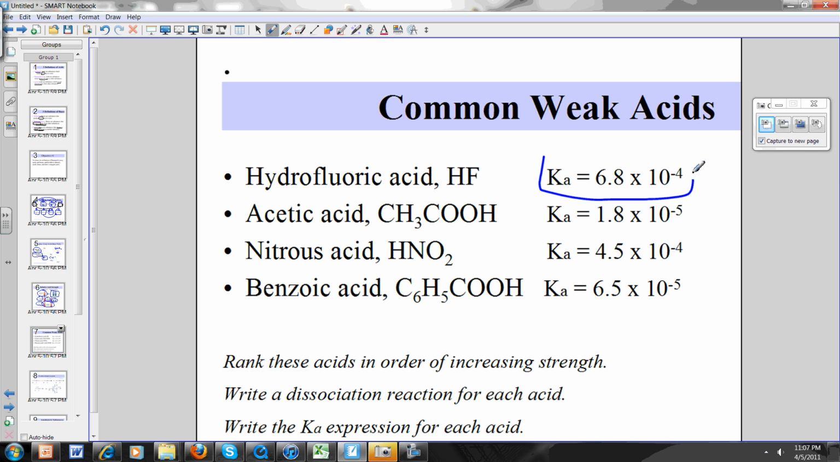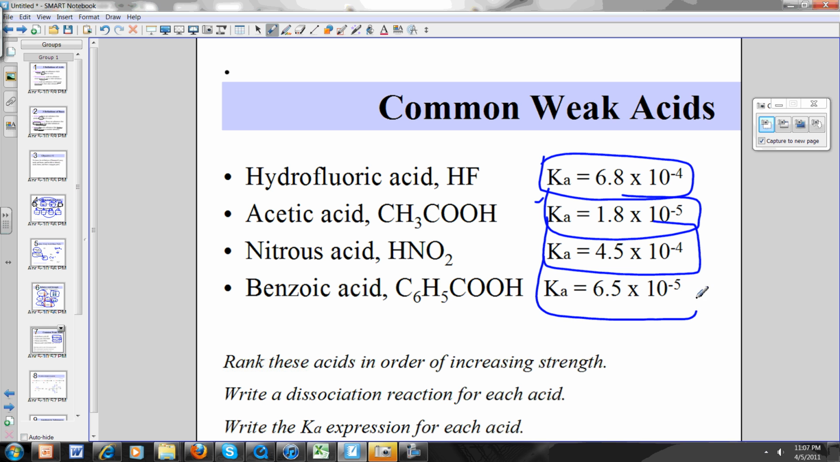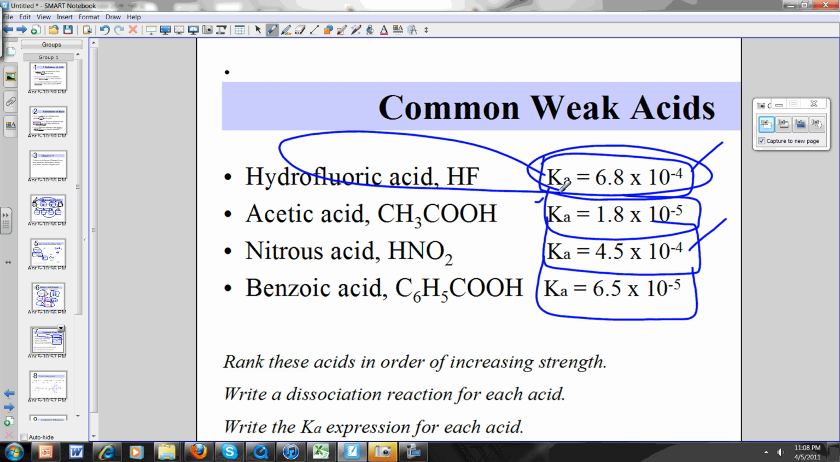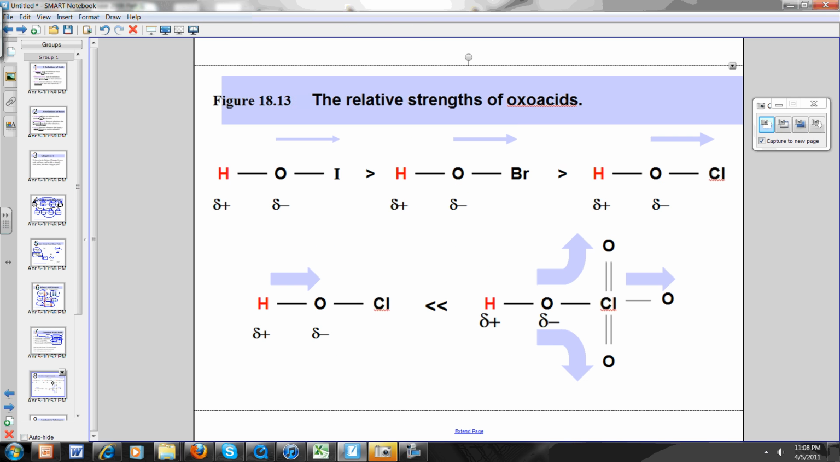If you look at the Ka values of weak acids, the one with the largest Ka value will be the strongest acid. If you look at these two, 10 to the negative 4, 10 to the negative 4, this number here is larger. Therefore, hydrofluoric acid is the strongest out of all those weak acids. The next one is nitrous acid, because it's 4.5 times 10 to the negative 4th. So basically, to rank weak acids according to their strength, you look at the Ka values. The larger the Ka value, the stronger the acid.